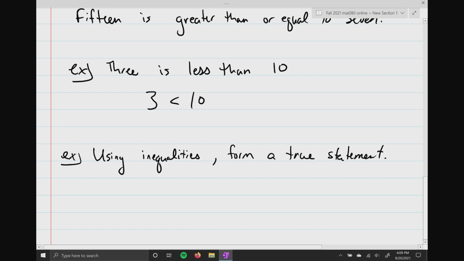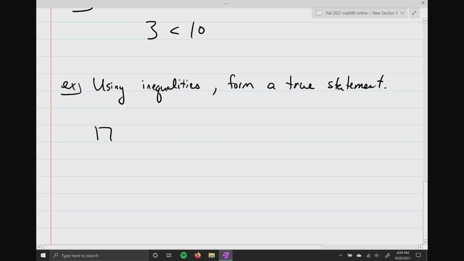So what I'm asking you to do here is just look at two numbers and then put something in this box so that when we read it from left to right, it forms a true statement. So in this case, 17 is less than 34. And that's basically it.